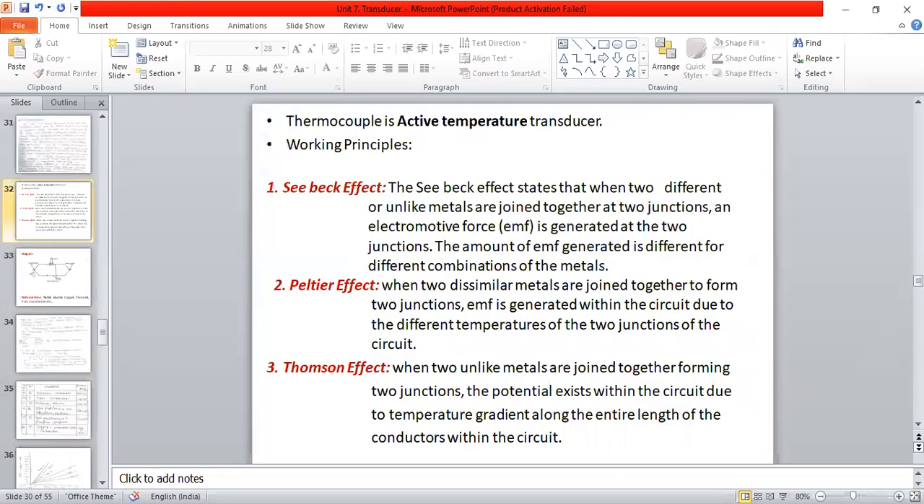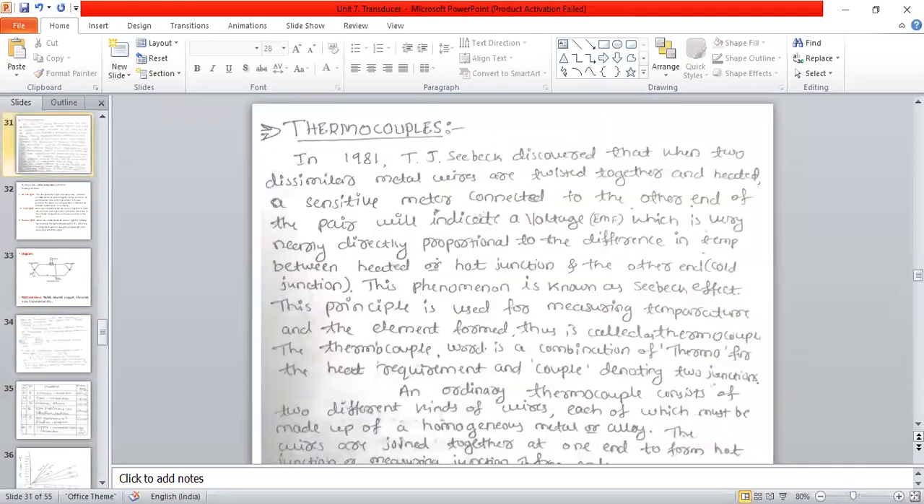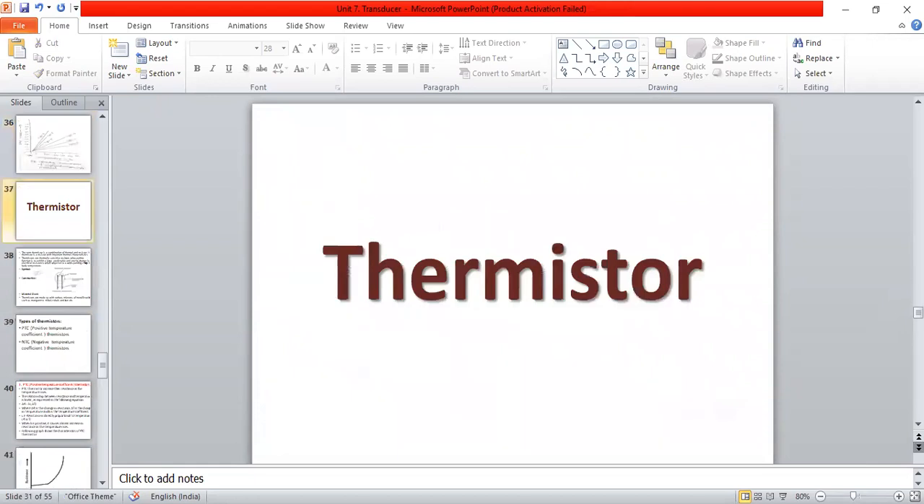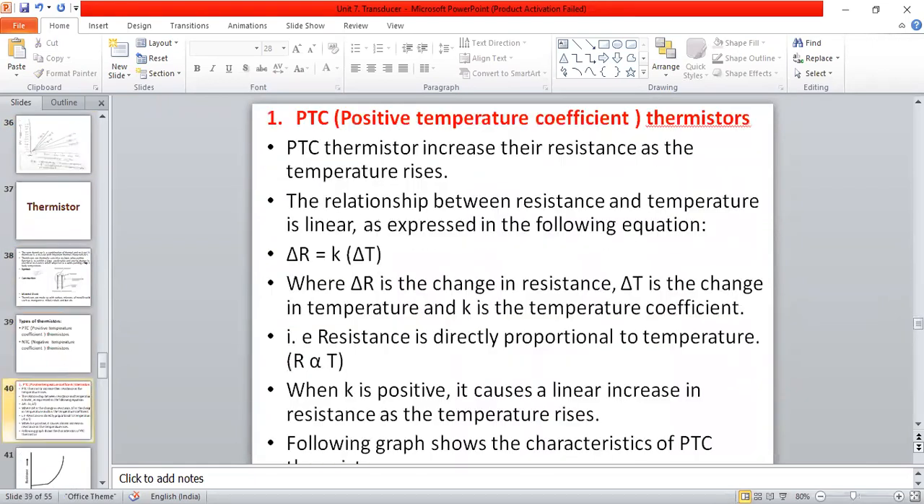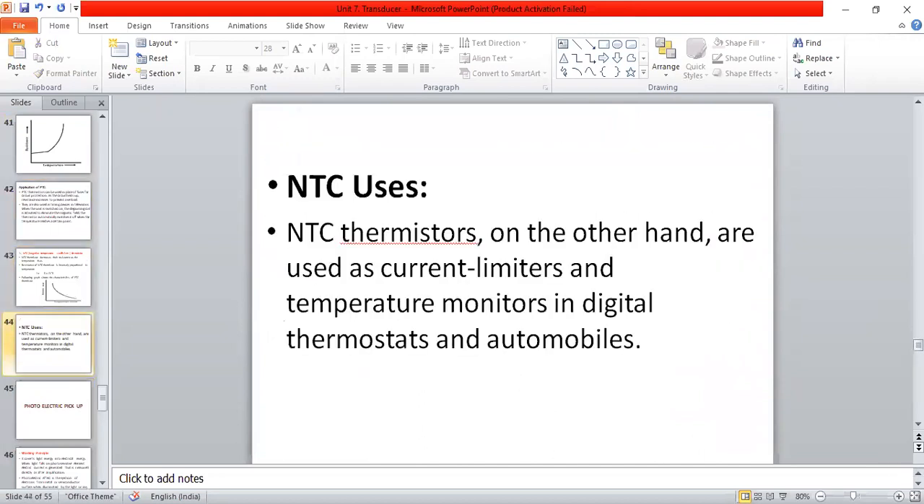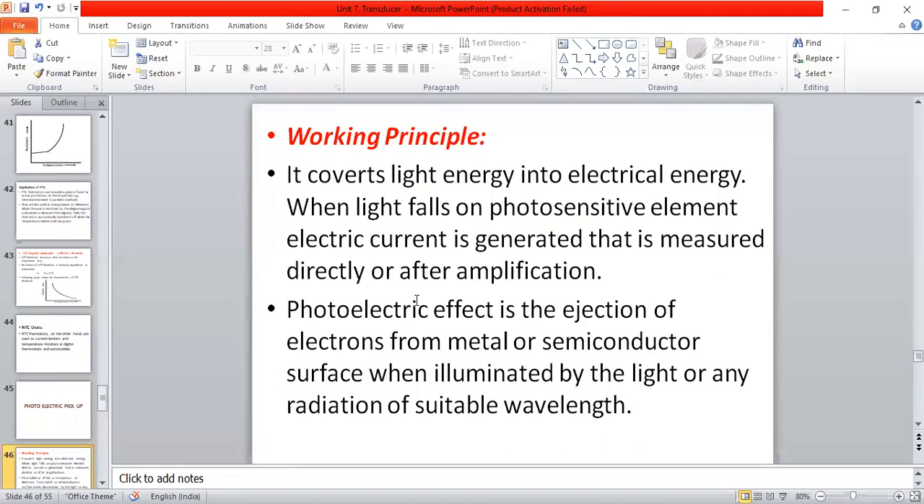Thermocouple we have already finished. Thermistor we have just now discussed. So the next topic is called photoelectric pickup. Whatever the material, photoelectric material, we are going to call that one. So that is photoelectric pickup, or photovoltaic, or photoelectric transducer. We can call that one.